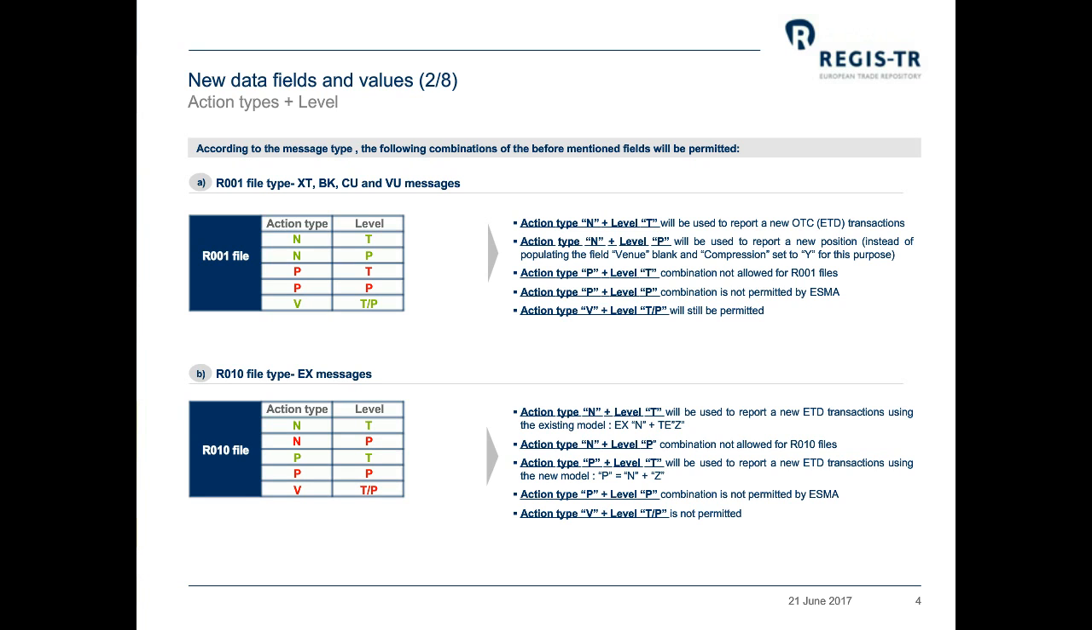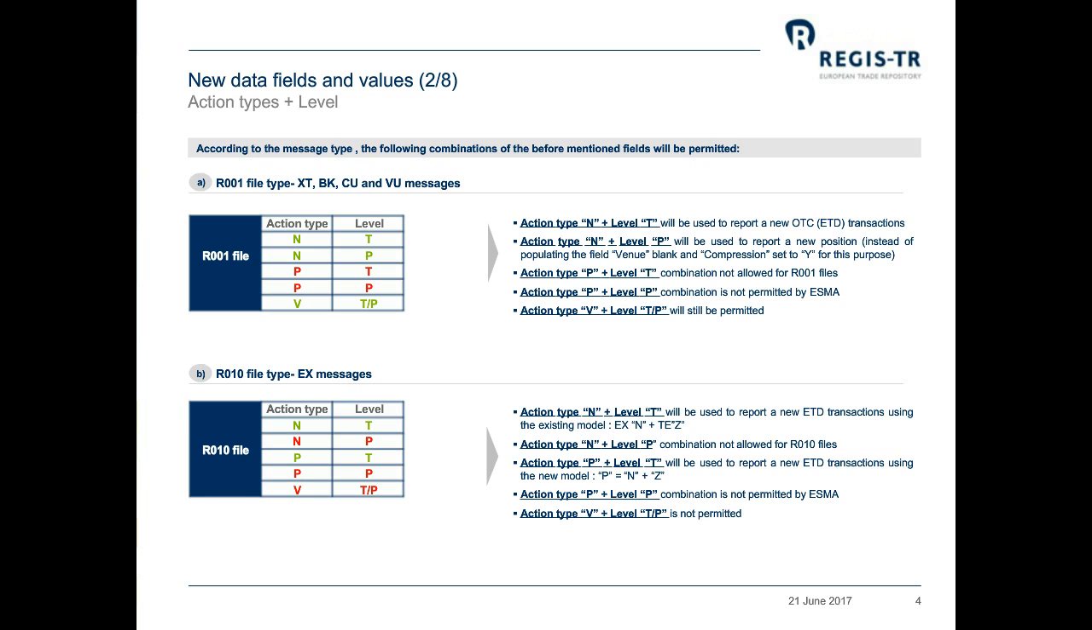Now let's analyze the action type B used on VU and CU messages, collateral and valuation update messages. This action type is permitted in combination with both levels, T and P, to update collateral at trade or position level, depending on what you want. You will use one or the other level indicator. To update collateral at portfolio level, you will use, again, the T or the P based on the composition of the portfolio, whether there are trades or positions. Valuations may be updated at trade level, and again, the level field shall be used accordingly.